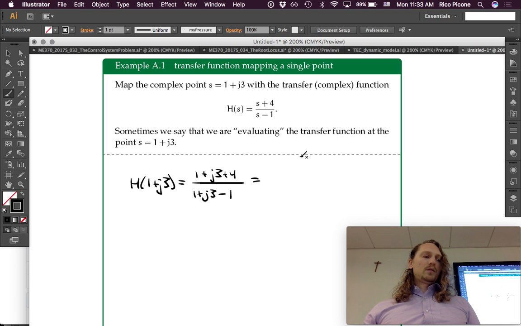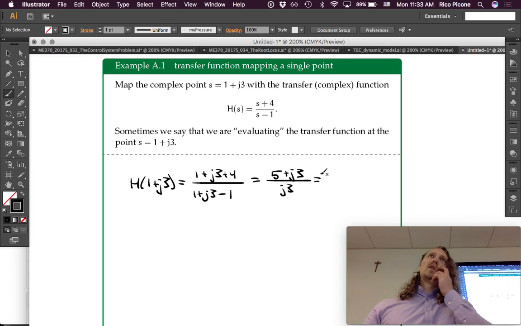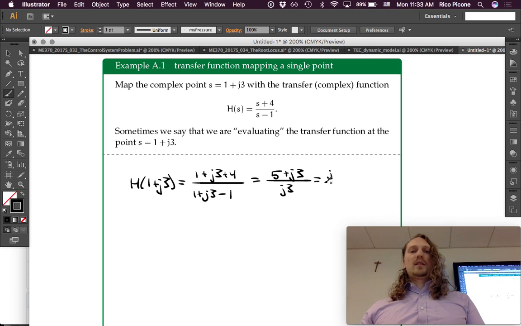So what is the numerator? What does that come out to be? 5 plus j3. Yep, and the denominator? Yep. So we can rationalize this by multiplying the numerator and denominator by j, right?